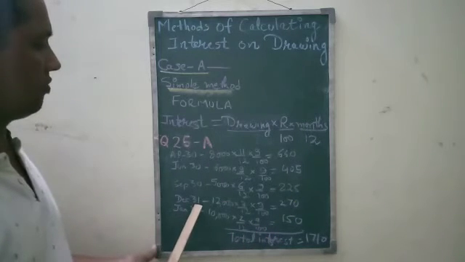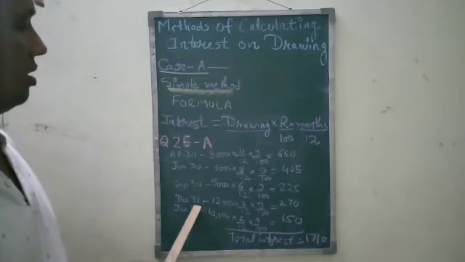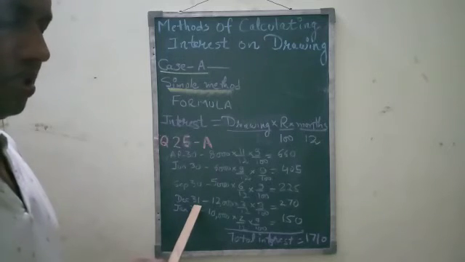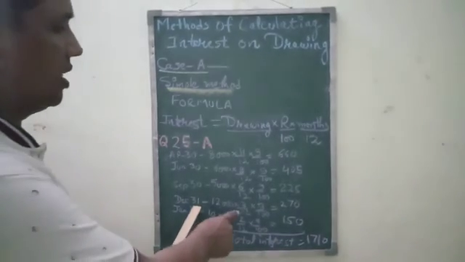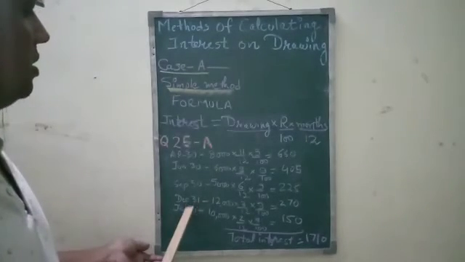The next amount is withdrawn on 31st December. So after 31st December, January, February, March. 3 months are there, so 3 by 12 is there.